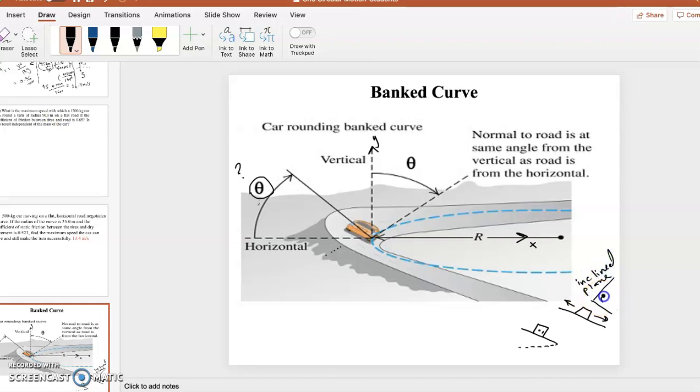problems of chapter 4. Okay, so this was the y, this was the x, because we moved our axis with the angle of the inclined plane. This is because of the movement. Our movement is on the x-axis.